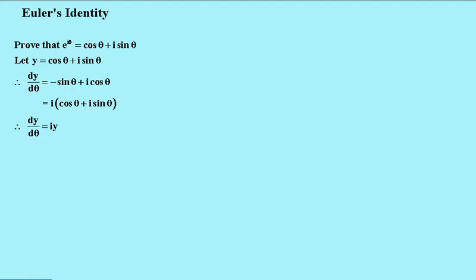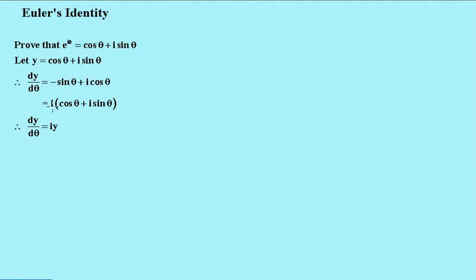Now this is a very famous identity, Euler's identity. We have to prove that e to the i theta is equal to cos theta plus i sine theta. Now first of all, we'll let y equal the right hand side, cos theta plus i sine theta. Now differentiating with respect to theta, cos theta becomes minus sine theta and sine theta becomes cos theta.